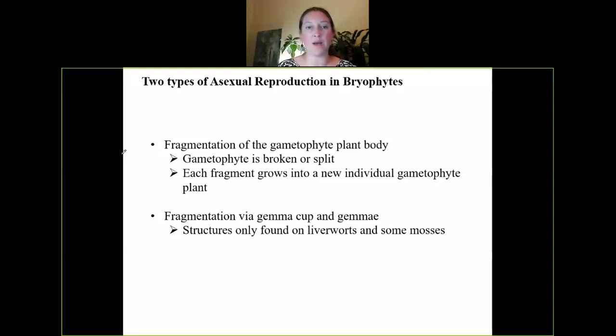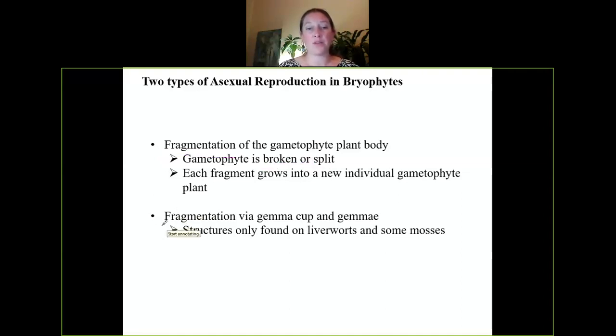One way is by fragmentation. In the cases of the liverworts, hornworts, and mosses, sometimes the pieces of that green gametophyte plant can get broken up. And sometimes those pieces can just grow into a whole other plant, via ways that you don't need to know for this class. So fragmentation is one way that you can get more plants from just one plant without any sex, by breaking up or splitting the gametophyte plant.